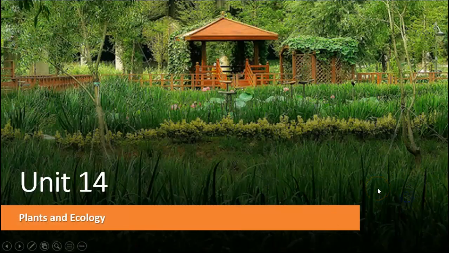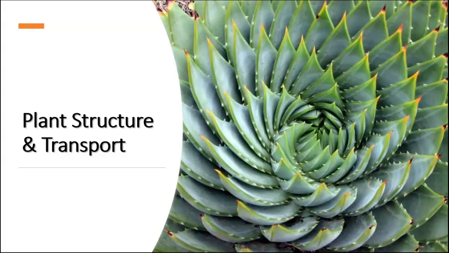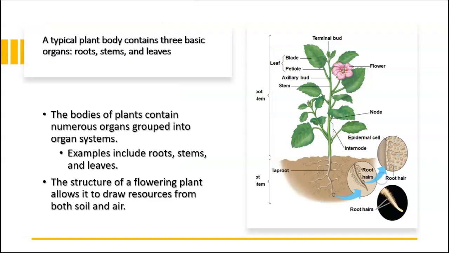We're beginning Unit 14 now, which is about plants and ecology. We're going to focus first of all this week on plants, and the first part of our notes on plants will be about plant structure and transport. So plants have certain kinds of structures. They have organs, believe it or not. Their organs are stems and roots and leaves. And each one has specific structures and functions that are necessary for the function of the plant.